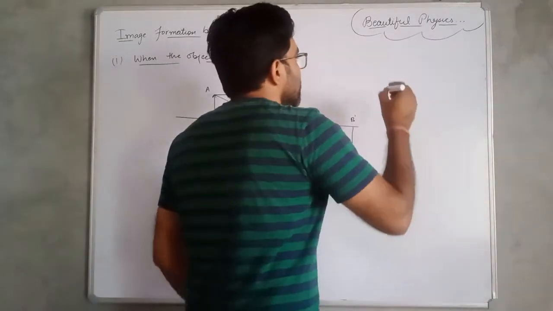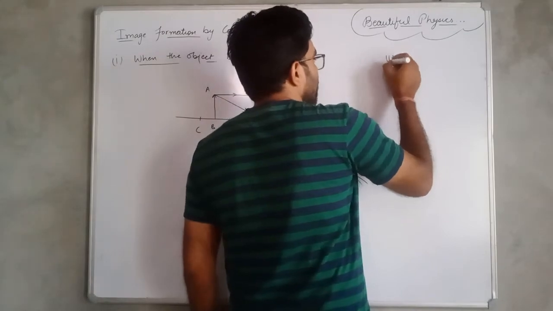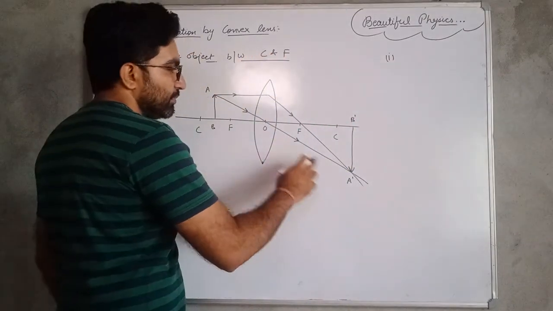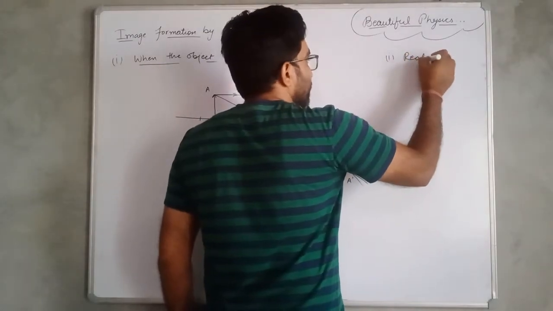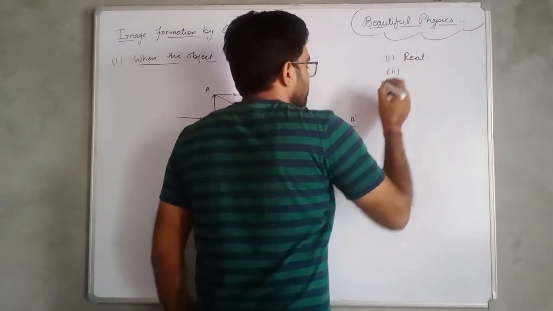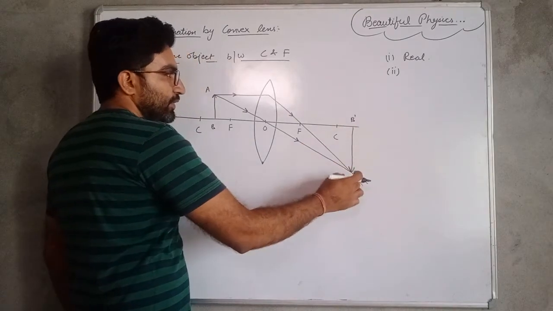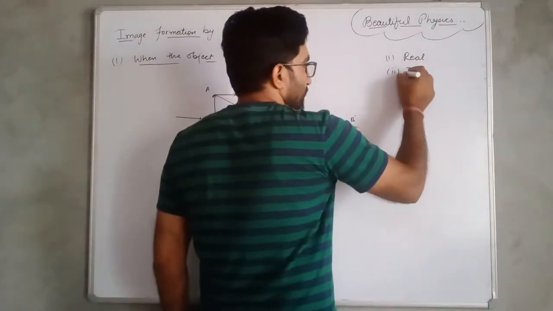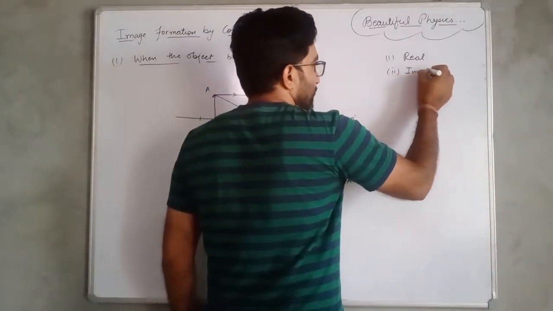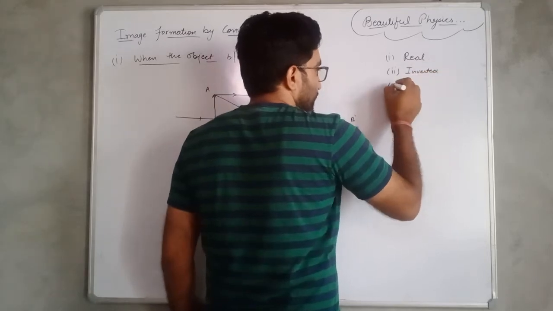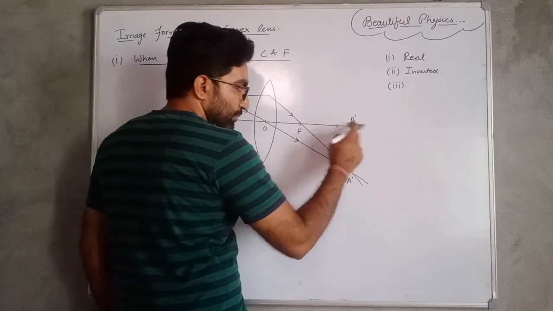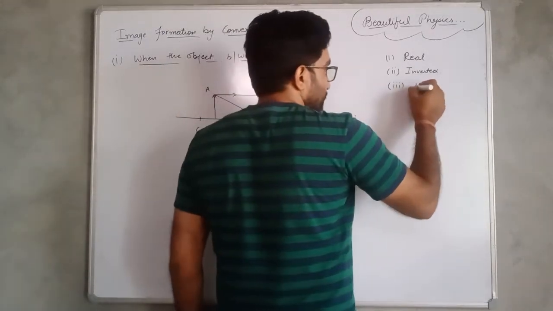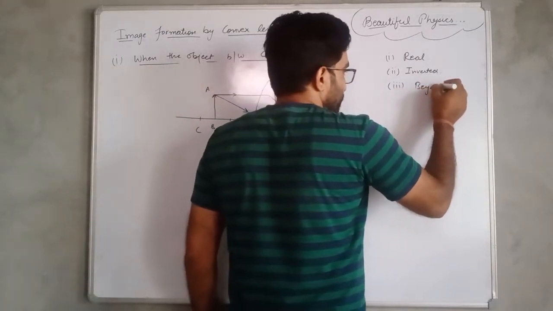So the properties of the image: again the rays of light after refraction meet at a point, so the image formed is real. Next one, it is inverted again. The image formed is inverted. Next one, the image is formed beyond the C. Image formed is beyond C.